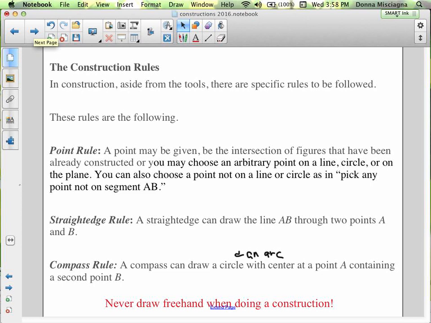Very, very important, never draw freehand when doing a construction. Otherwise, what you're trying to construct will not hold the properties anymore. So freehand will not work when doing a construction. You have to use the tools and use those correctly and use the correct steps. And that's what we're going to be going over.